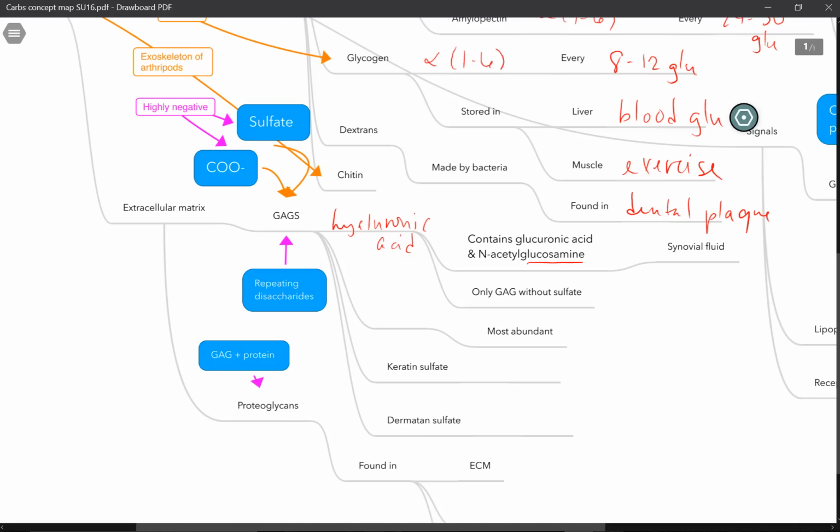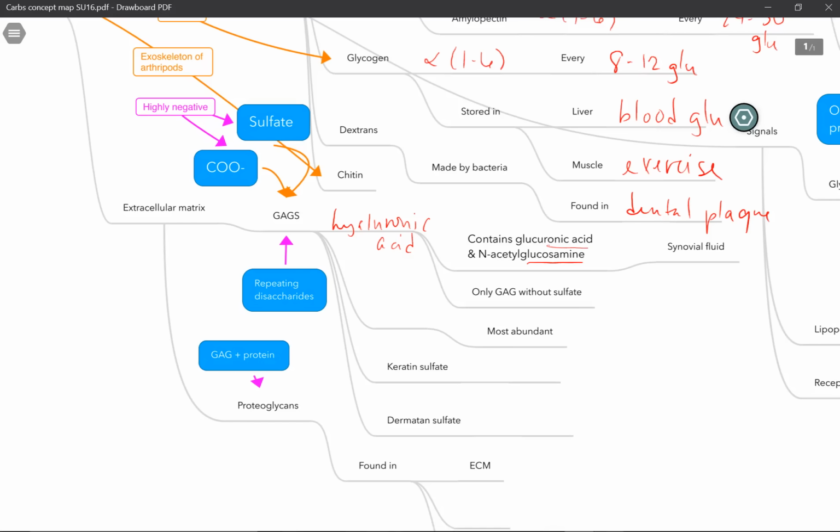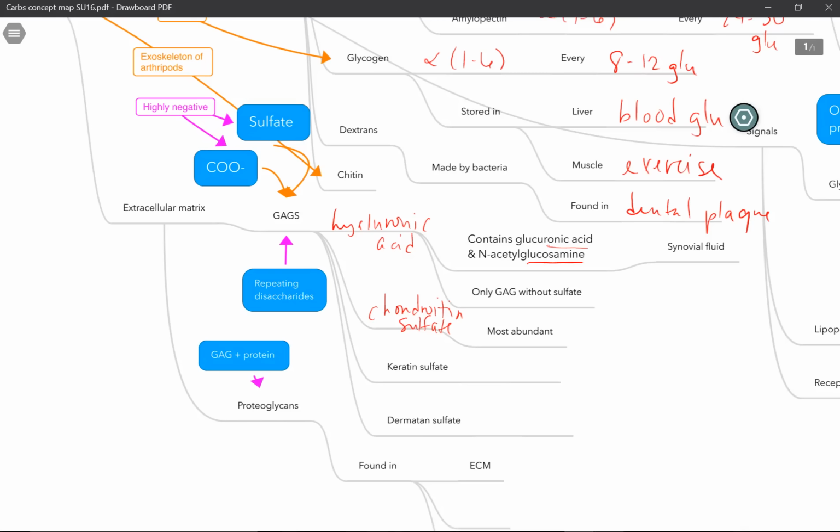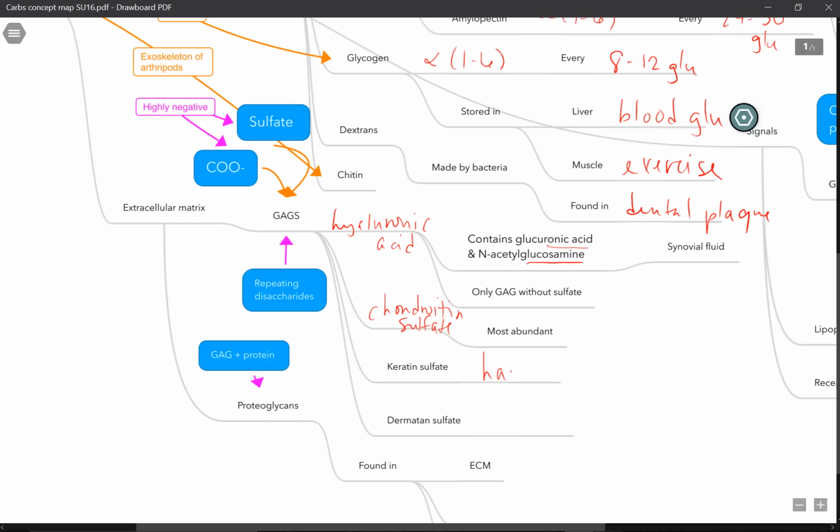A sulfate contains a negative component, and your sugar acids also contain a carboxylic acid, which would have a negative charge associated with it at physiologic pH. The most abundant type of GAG in the body is going to be chondroitin sulfate. Other ones, we have keratan sulfate and dermatan sulfate. Your keratan sulfate is found in your hair and your nails, and dermatan sulfate is in the skin.